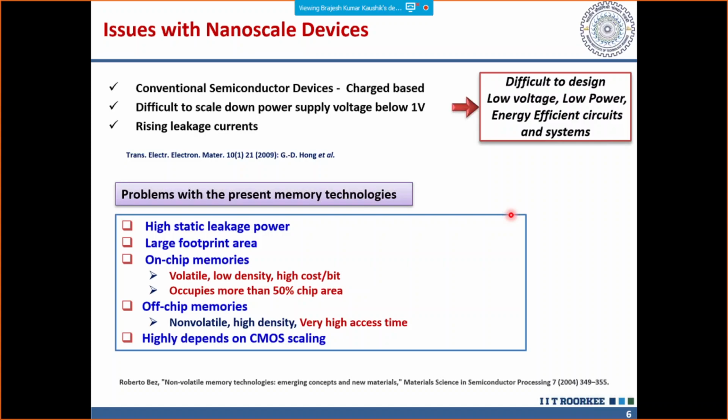When you talk about off-chip memories, most of them are non-volatile and come with high density, but the negative point is that they have very high access time. All these kinds of memories are made up of CMOS, and therefore they are highly dependent on CMOS scaling. If you keep scaling down the transistor dimensions, you have to redesign everything from scratch. So there are a lot of issues involved with CMOS scaling as well.